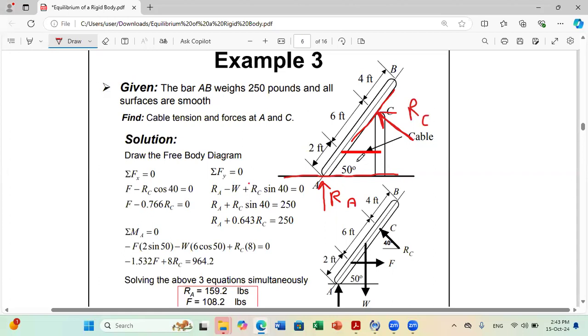And finally, I have a cable here. A cable can only be subjected to tension. So I have the force from the rod towards the cable. This is the tension acting on the rod.